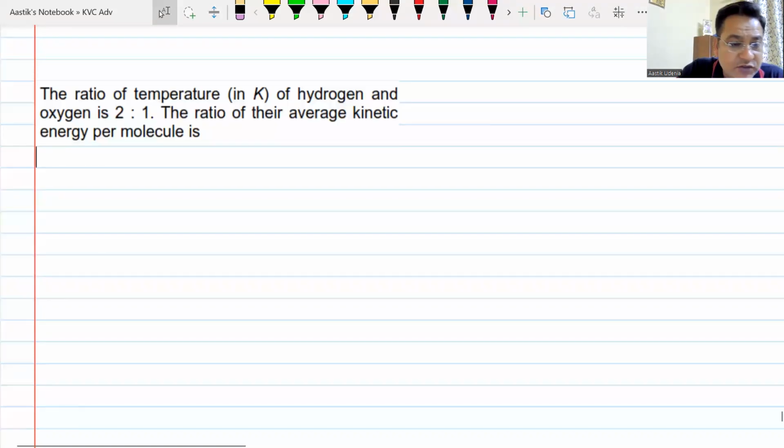This is the next one in line. The ratio of temperature in Kelvin of hydrogen and oxygen is 2:1. What is the ratio of their kinetic energy per molecule? And the answer is 2:1, sir. 2:1, 02.00. Do we understand this? Yes. This is the last question, I think, from this paper, which will wind up our section as well.